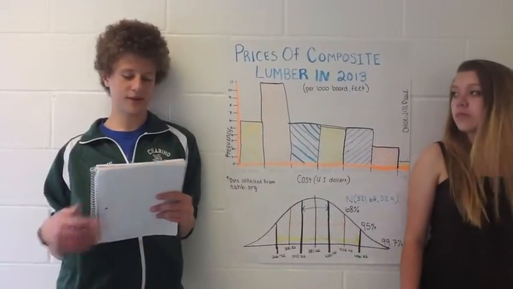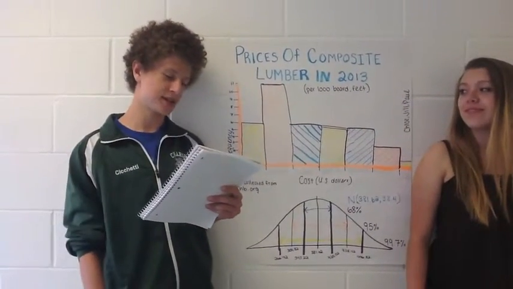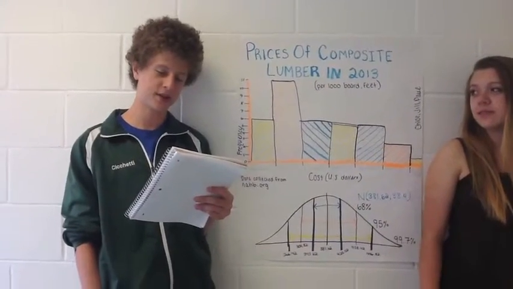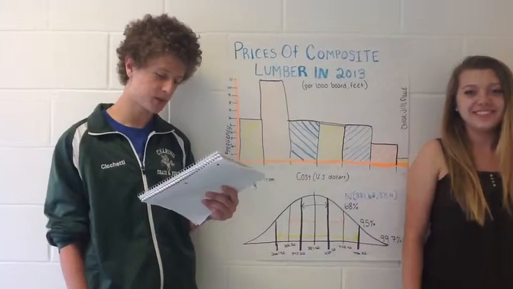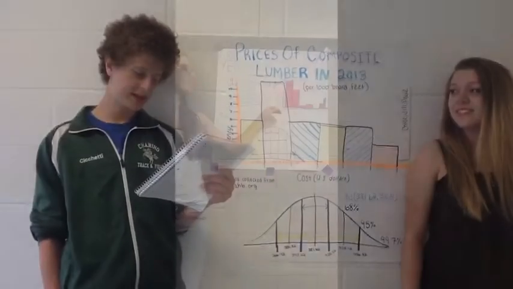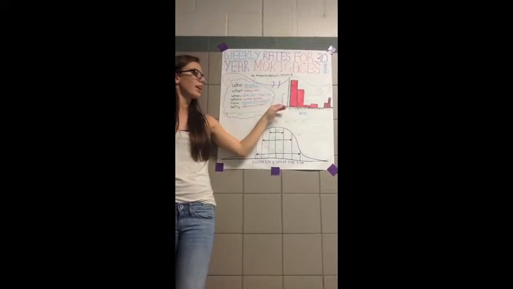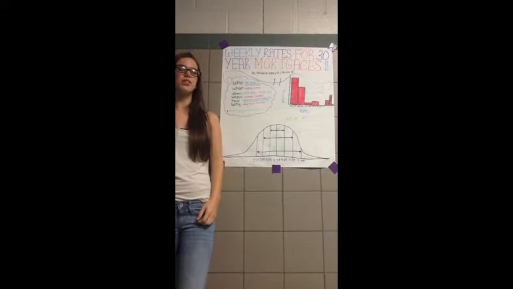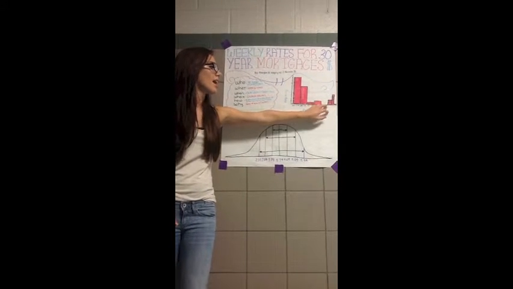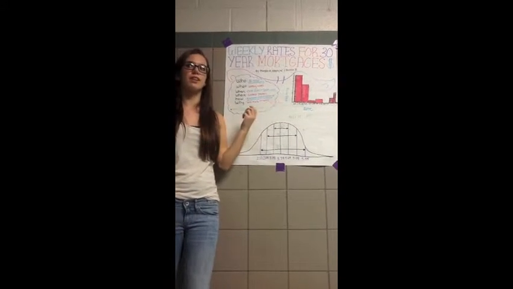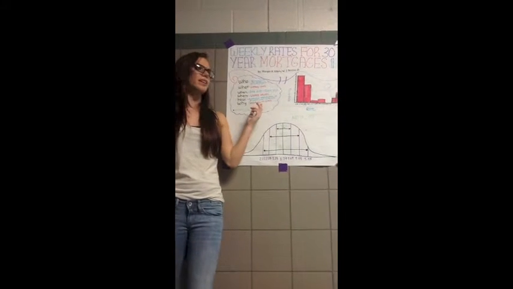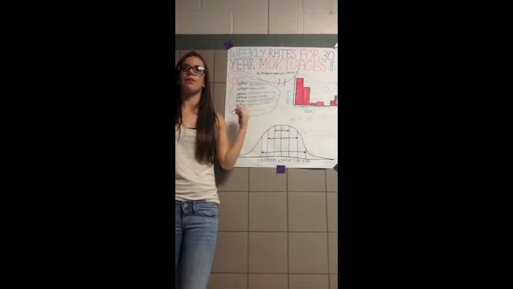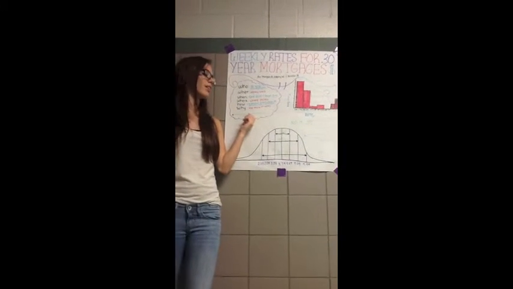Okay, so we did our stats project on prices of composite lumber in 2013 per 1,000 board feet. The who of the data is lumber, the what is lumber prices, and where is what the actual data would look like. The histogram is hard to determine the shape because of the gap here. It's almost like two different groups of data. It's bimodal, but the median would be 3.53 with an IQR of 0.91.